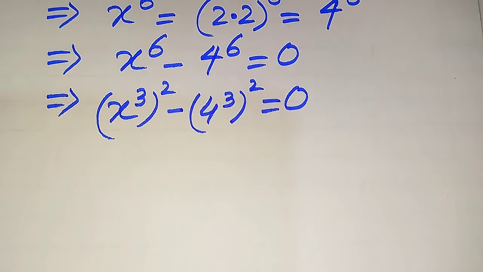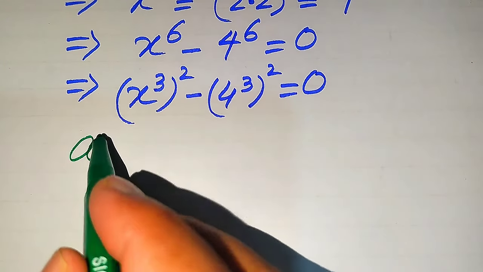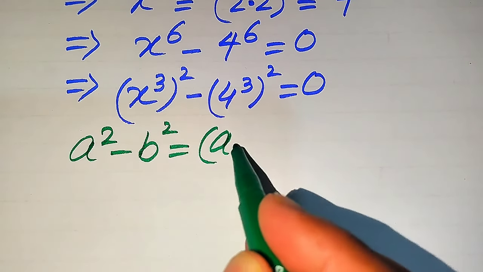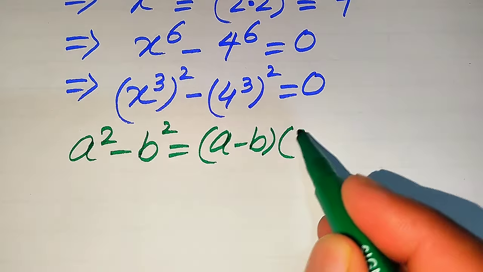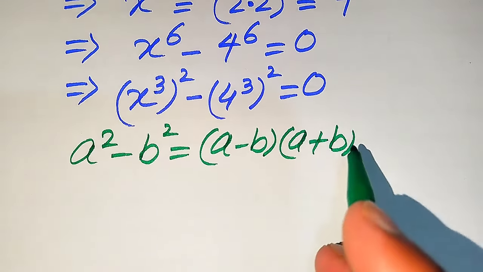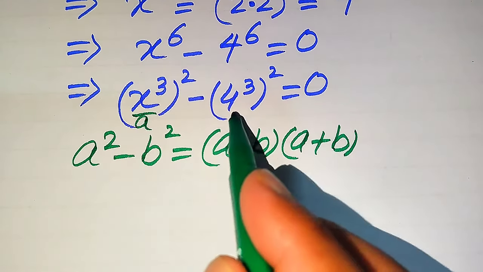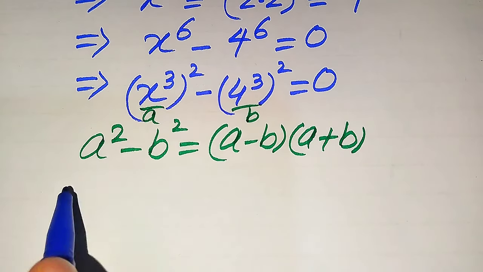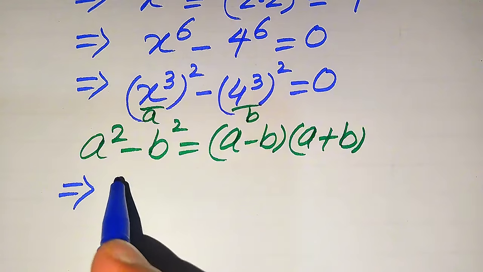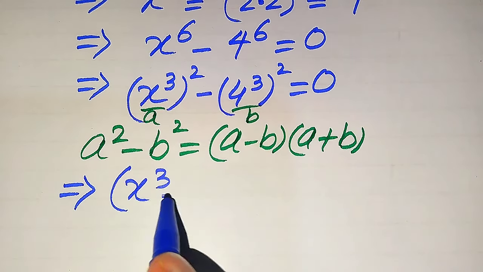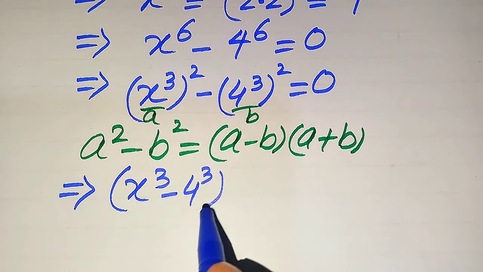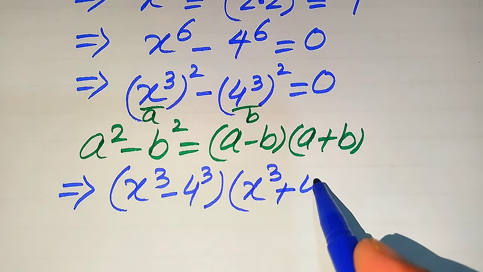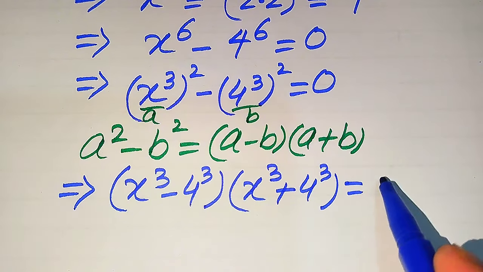And after this we use this nice algebraic formula. You know about that. If we have a square minus b square, it equals a minus b times a plus b. You see here the base of this term is our a and the base of this term is our b. So we have a minus b, where the value of a is x cubed and the value of b is 4 cubed, times a plus b. Again the value of a is x cubed plus the value of b is 4 cubed, and this whole equation equals 0.